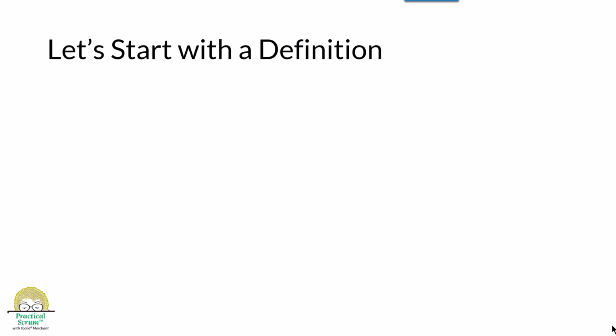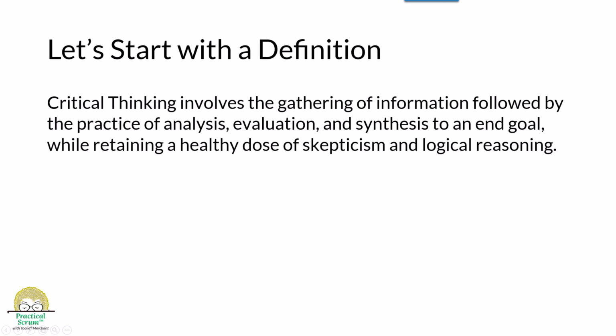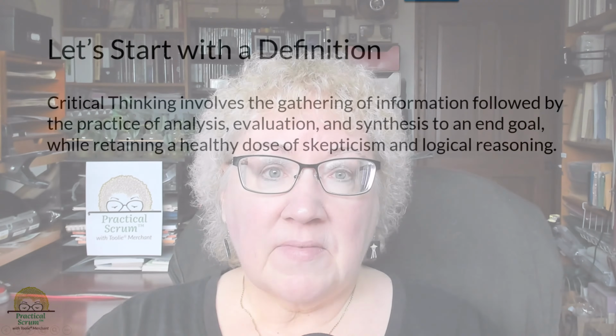First, let's start with the definition. I surfed the internet and came up with the following. Critical thinking involves the gathering of information followed by the practice of analysis, evaluation, and synthesis to an end goal, while retaining a healthy dose of skepticism and logical reasoning. You probably employ critical thinking without realizing that this process has a name, and yet it sounds like what we're doing every day as Agile professionals.